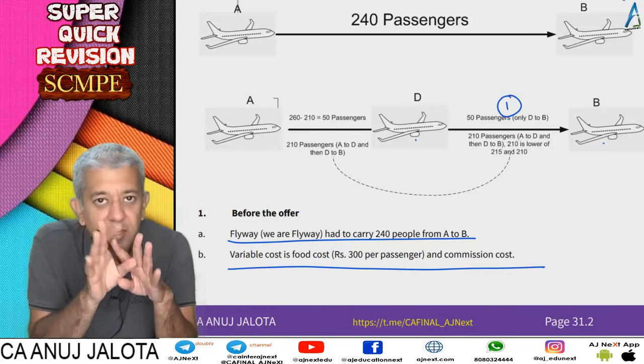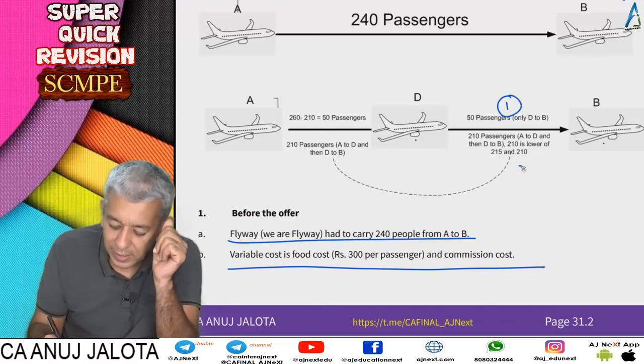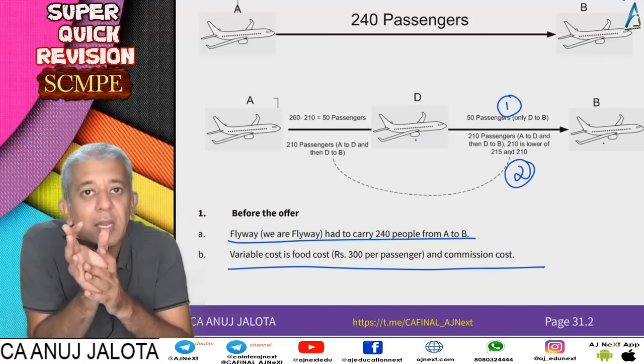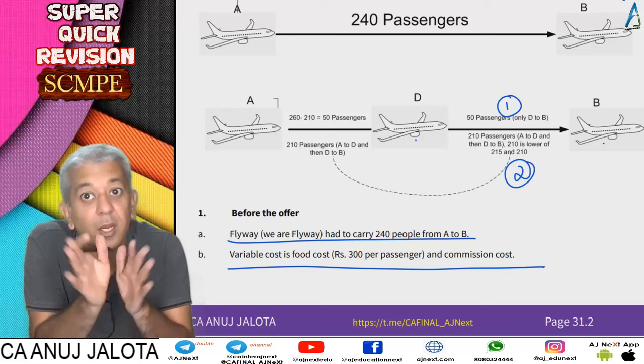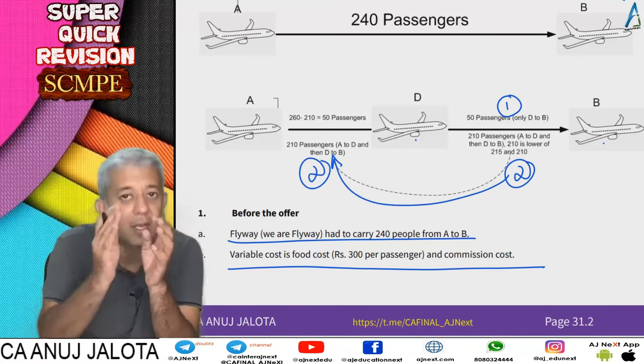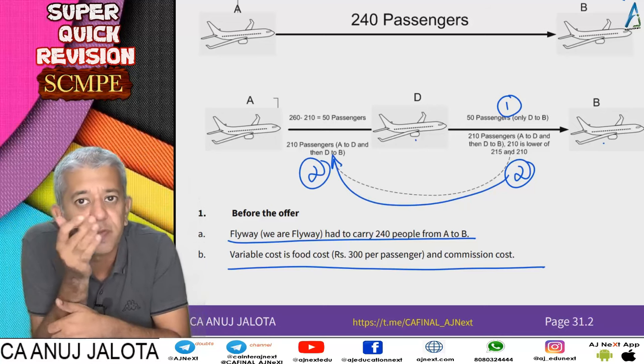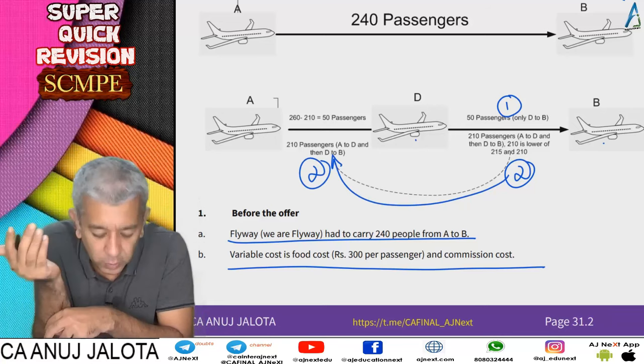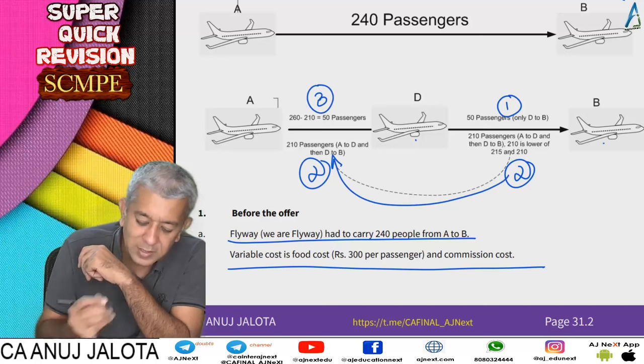So, therefore, this is first 50. Left is 210, so, therefore, second. Now, 210 is actually the lower of 210 and 215. Then this second figure comes over here also, 210 people, because these will be the same people who will be first of all going from A to D and then from D to B. And then this is going to be your balancing figure as such.